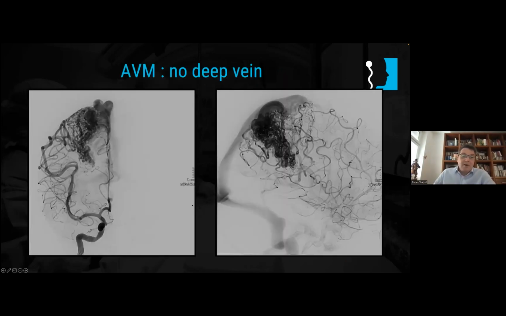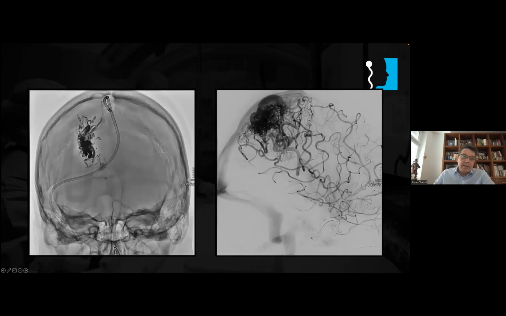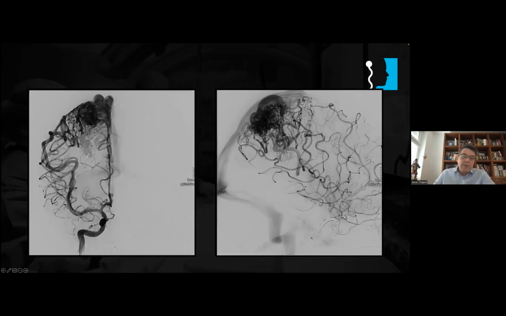So, of course, situations may be different. Here is an AVM with a typical location at the centrum semiovale, where you see that you have no deep vein. Unfortunately, the deep vein is our friend. So here we need to go through the vein to get that part and to get it occluded.